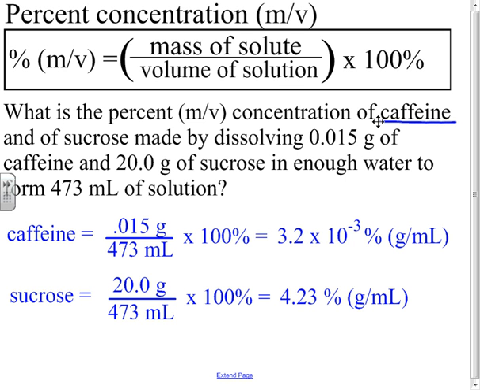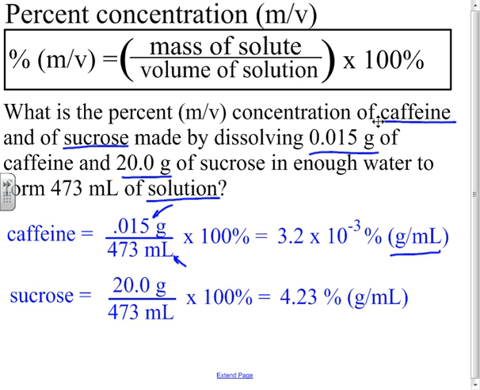What is the percent mass per volume concentration of caffeine and of sucrose, made by dissolving 0.015 grams of caffeine, 20 grams of sucrose, and enough water to form 473 milliliters of solution? Again, the solution is both solute and solvent added together. So pretty simple here. It's just the mass of the caffeine divided by the volume of solution times 100% to get 3.2 times 10 to the minus third percent.